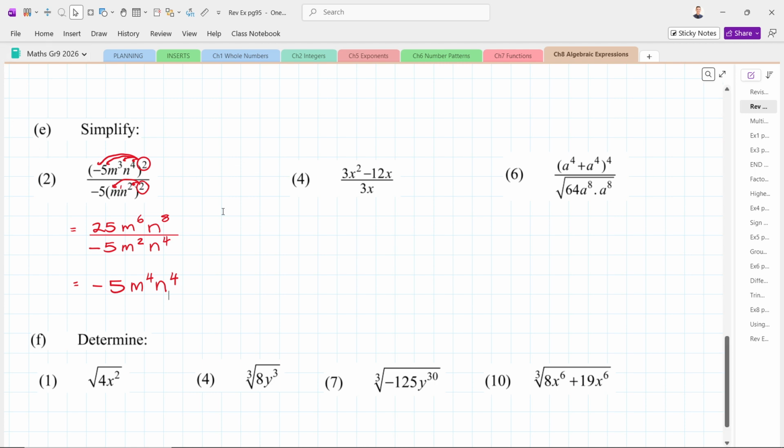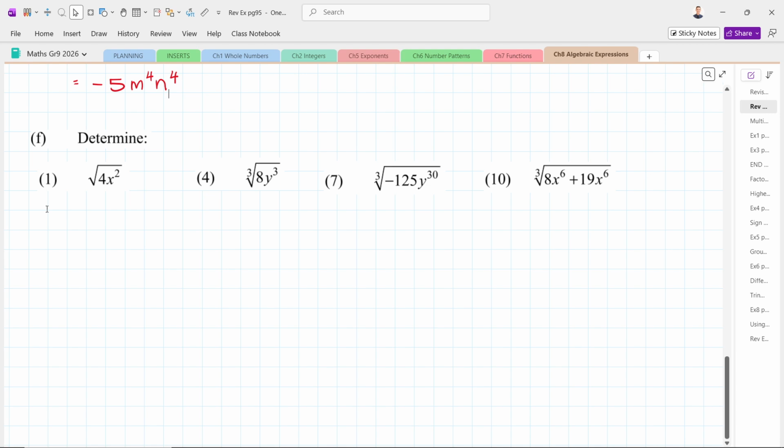Okay. And then for question F, we've got the root of 4x squared. We are going to split this up. And you've got actually more than one option to do this, but I'm going to split this up. Whenever I have things being multiplied under a root, I can split them. So I can say that this is exactly the same as the root of 4 times the root of x squared.